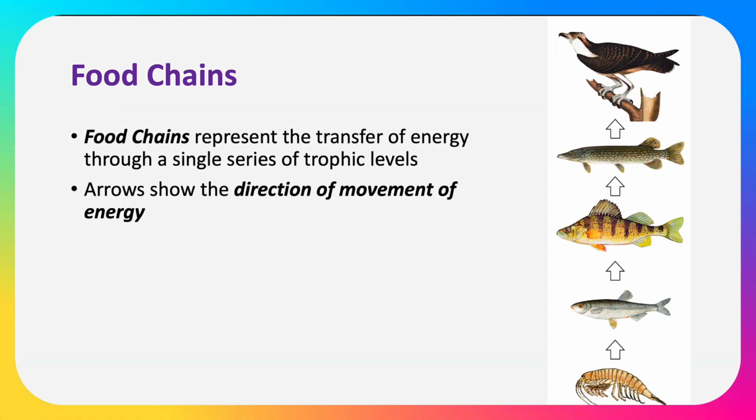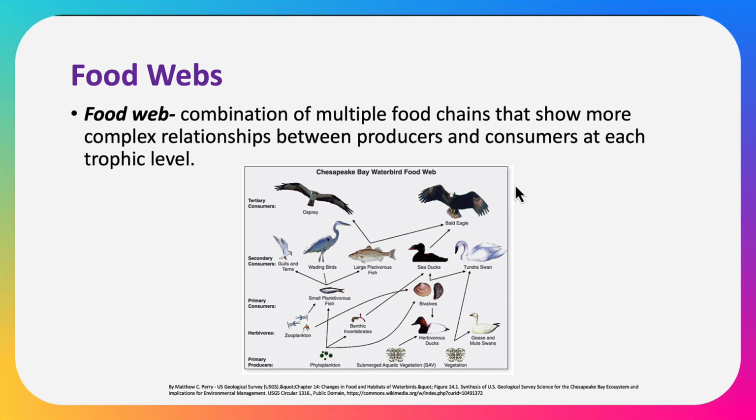Now there's different ways that we can represent this energy transfer through an ecosystem. One way is a food chain, which represents one single series of trophic levels, and the arrow goes in the direction of the movement of energy. Again, I haven't got a producer here, but we've got our primary consumers, etc. as we go up. So that's a food chain. A more complex version of that is called a food web, when it's a combination of multiple food chains, and it shows a more complex relationship.